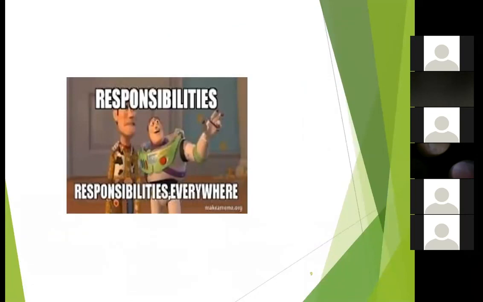If we're part of the study team, we all have responsibilities. And according to our role in the study, that dictates the responsibilities that we have for each particular study. There are responsibilities for everyone, and some members will have more than others. So some of us might have like the Toy Story cartoon or meme, that responsibilities are everywhere, because some of us might take on a lot more responsibilities for certain studies than others have.